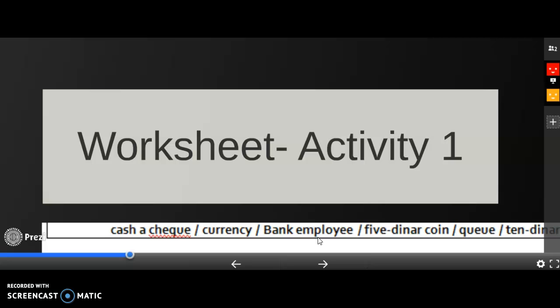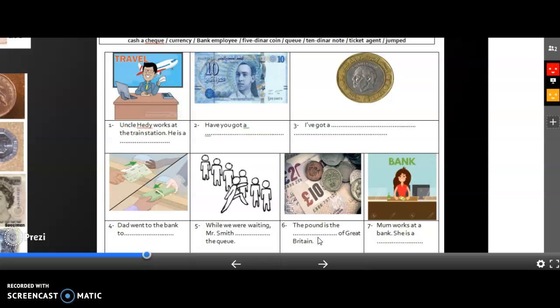Now, I'd like you to take your worksheet, okay? And we're going to do activity number 1. So, first of all, let's look at the words and phrases in the box. You're going to fill in the spaces with the words and phrases in the box.